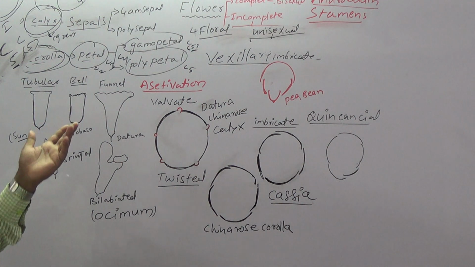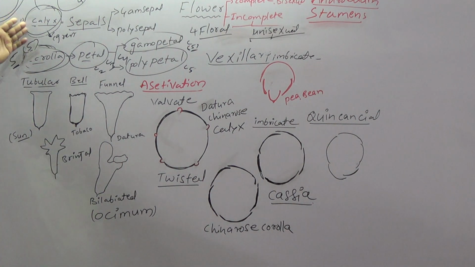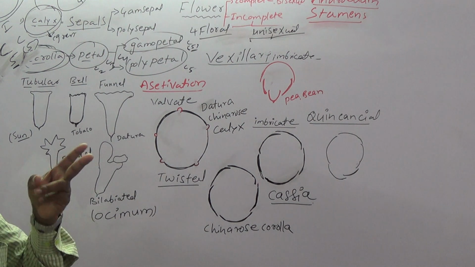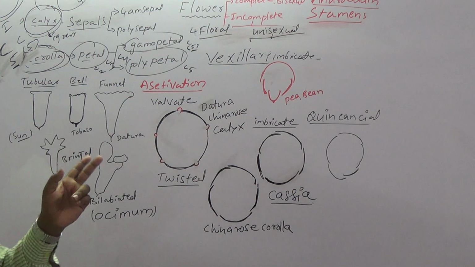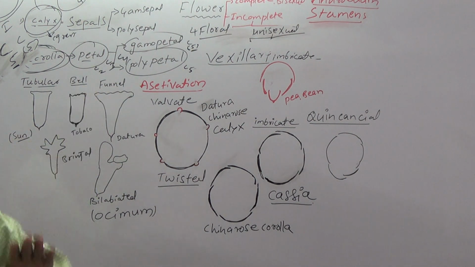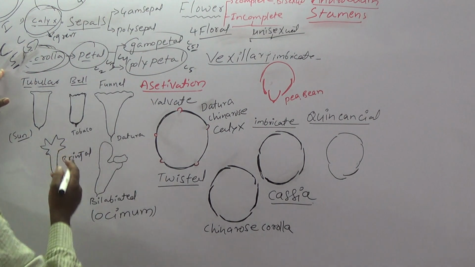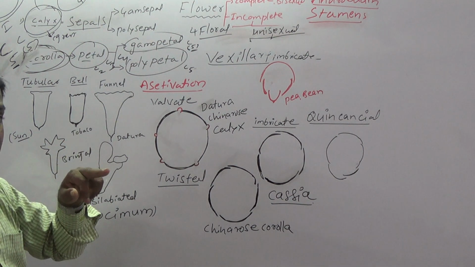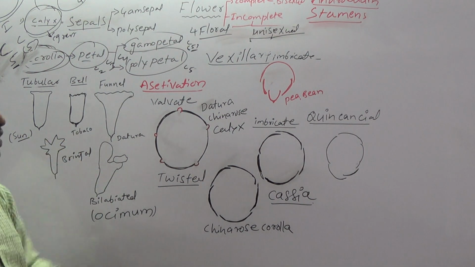So according to the number of sepals and petals, there are dimerous, trimerous, tetramerous and pentamerous flowers. Dimerous is nothing but 2, and tri means 3 petals. Commonly di and tri are reported in monocots. Students, very important: dimerous and trimerous flowers are reported in monocots, but tetramerous and pentamerous flowers are reported in dicots. That is also very important.